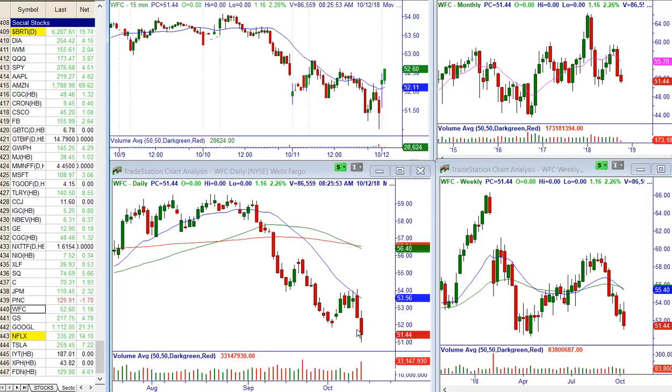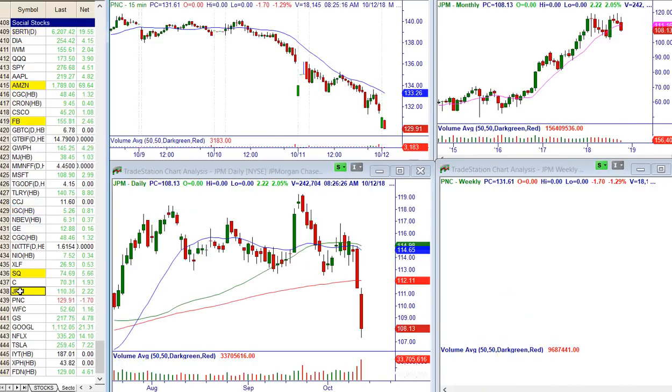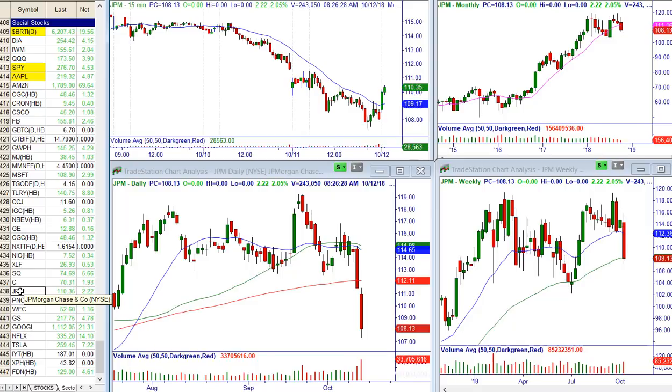Wells Fargo here, bearish, daily, weekly. It's approaching support on the weekly. It's not clean. I have no interest in that. PNC is gapping down, still in a downtrend on every one of these time frames. I have no interest whatsoever in a long position in PNC, and neither should you.